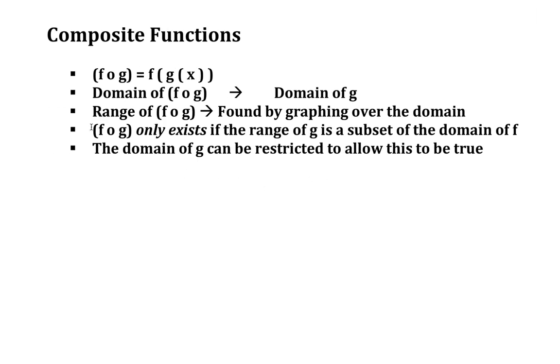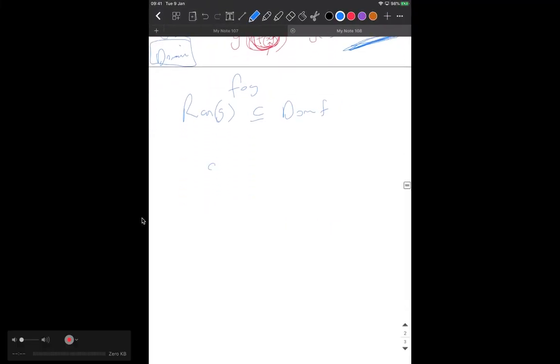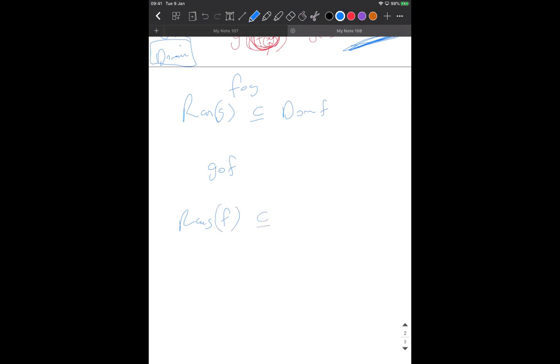Now, this is the most important sentence here, this fourth one. It says f of g only exists if the range of g is a subset of the domain of f. So f of g only exists if the range of g is a subset of the domain of f. Now we can write it the other way as well for gof. It will only exist if the range of f is a subset of the domain of g.